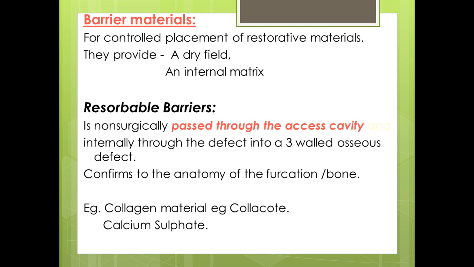And you have barrier materials like resorbable barriers. These are placed non-surgically through the access cavity first, and internally through the defect into a 3-walled osseous defect, and conform to the anatomy of the perforation above. So it's easy in the case of middle third perforations. You can easily place it and leave it, and you can obturate afterwards. So the matrix is placed, then repair material is placed on it, and it conforms to the anatomy and adheres well. So there will be more success from your resorbable barriers.